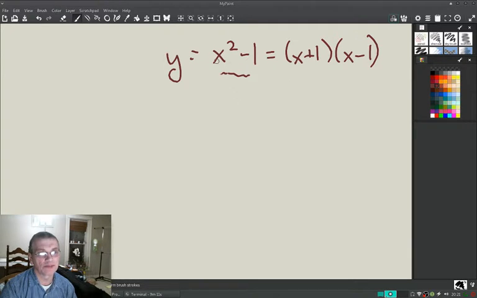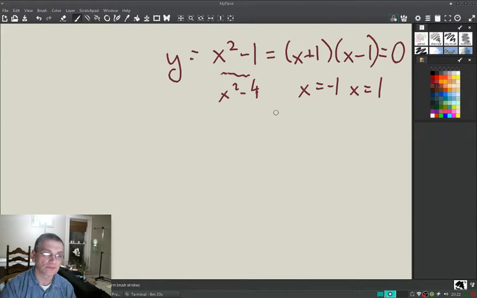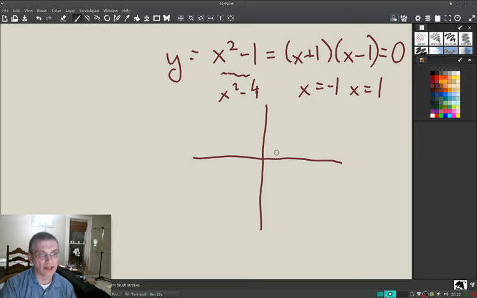You should be able to recognize a difference of perfect squares when you see x squared minus 4, or minus 9, minus 16, and so on. So when you have a parabola, one of the things you can do is find out where it crosses the x-axis by setting this equal to 0. If this equals 0, then either x plus 1 is 0, which means x equals minus 1, or x equals plus 1. So this parabola has zeros at 1 and minus 1.